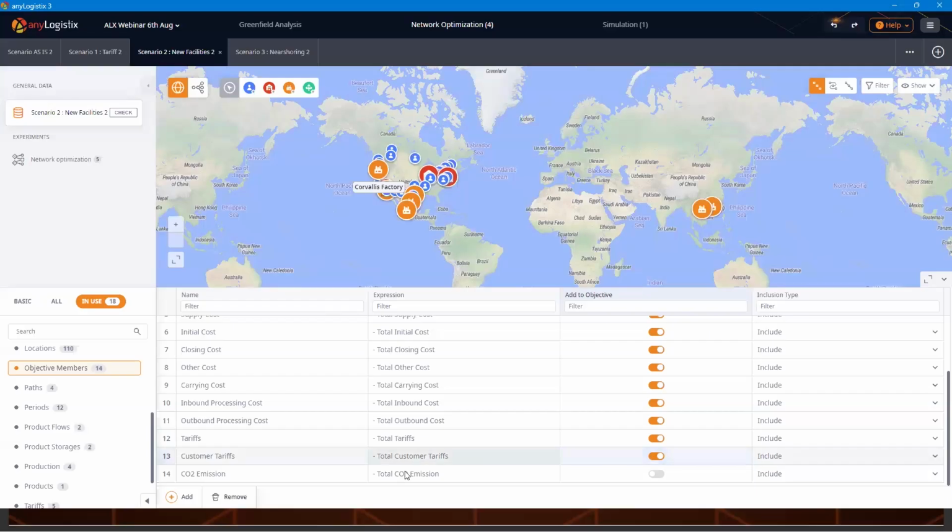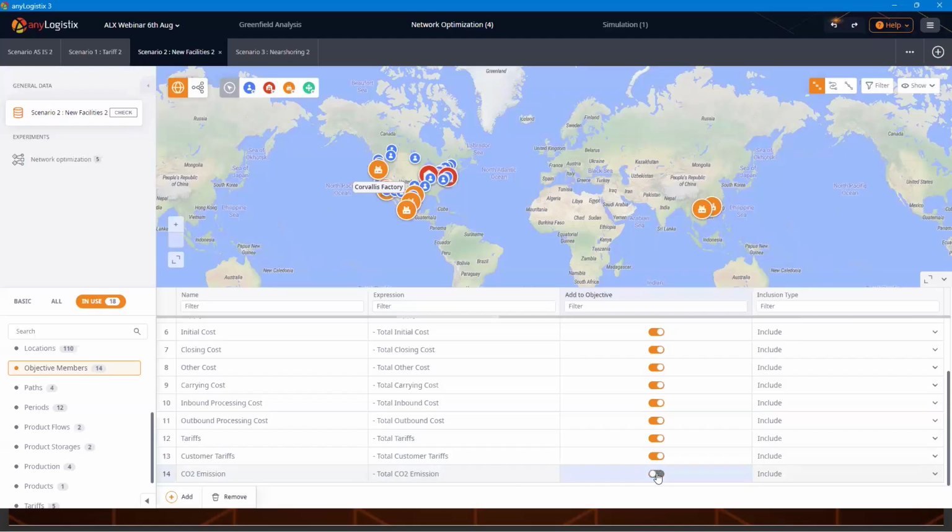Along with the tariff, the most important one, which right now we are not including in our model but most of the industry is focusing on, is CO2 emission. In anyLogistix, we can add the CO2 emission in every step of your supply chain: in transportation, in production, in handling, inbound, outbound, maybe as a byproduct as well. If you add those parameters in the input model, you can also do multi-objective optimization by clicking this on, and now it will consider everything, the cost and the CO2, in a single model.